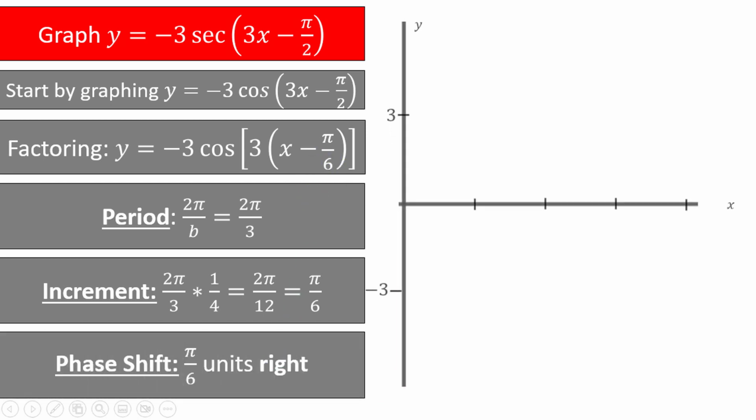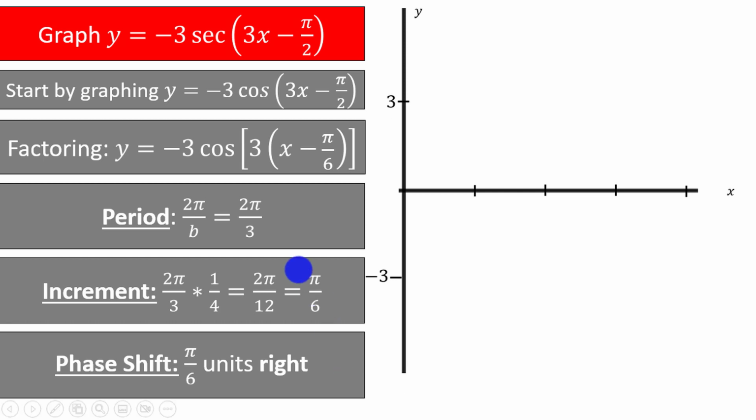Let's graph our function. Starting by graphing cosine, we know that the cosine function typically starts at a maximum and decreases from there. Since we have a negative cosine function, we will instead start at a minimum and then increase from there. But we don't start at 0 because we have a phase shift of pi over 6 units to the right. So instead of starting at 0, -3, we will actually start at pi over 6, -3.